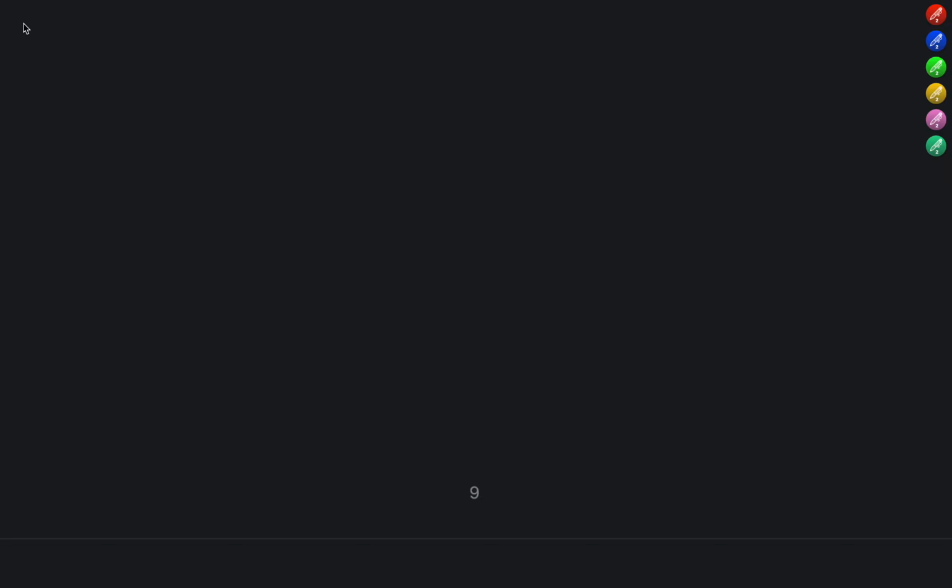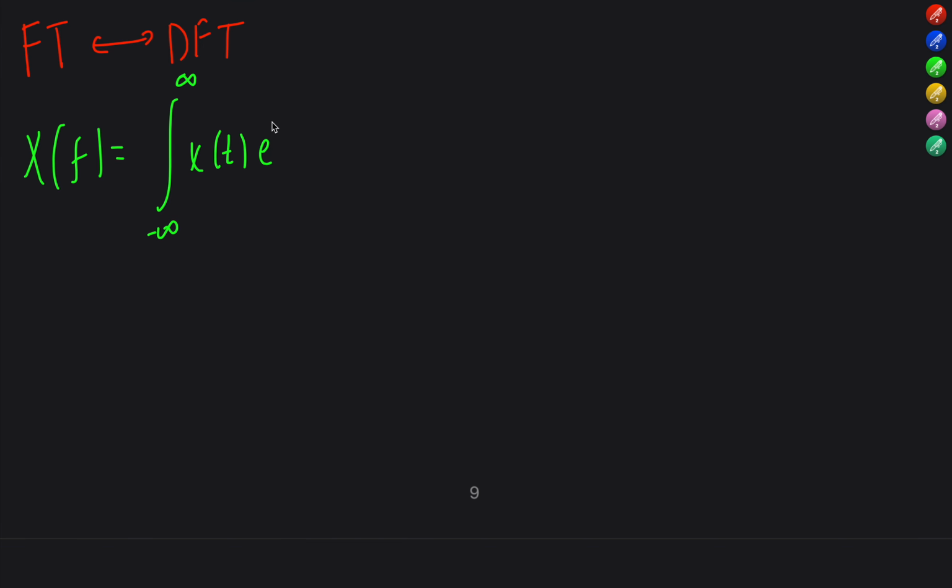We are going to see the connection a bit clearer between the Fourier transform and the discrete Fourier transform. So we're going to start off today by writing the expression for the Fourier transform. We say this guy is the integral from negative infinity to infinity of x of t e to the minus j 2 pi f t dt. Wonderful.